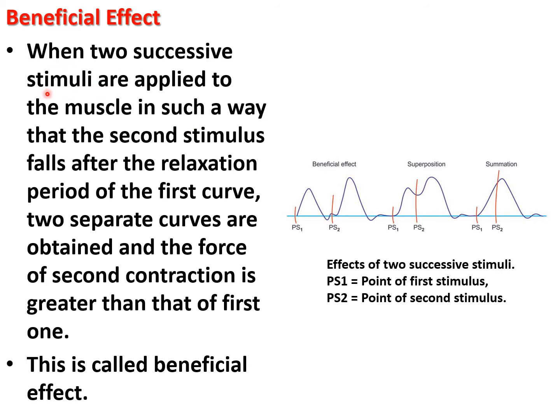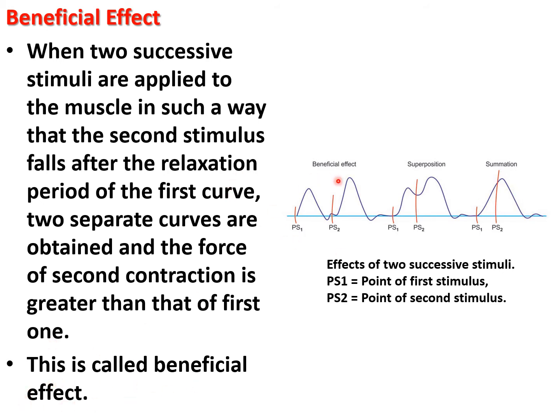When the two successive stimuli are applied to the muscle in such a way that the second stimulus falls after the relaxation period of the first curve, then two separate curves are obtained and the force of the second contraction is greater than that of the first curve. And this is known as beneficial effect.